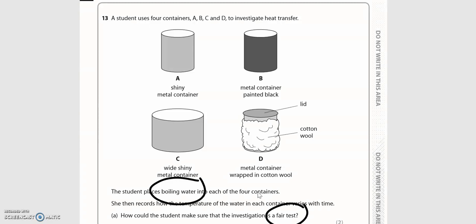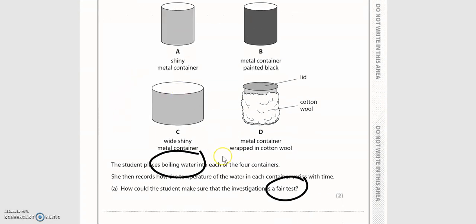Another one that she should keep the same, it might be harder to think of because it's not given in the question, is that she should keep the volume of water the same. Now when you look at the 4 containers, obviously C has a bigger volume than the other 3, but to keep the test fair, she should put the same volume, the same amount of boiling water into each of the 4 containers.